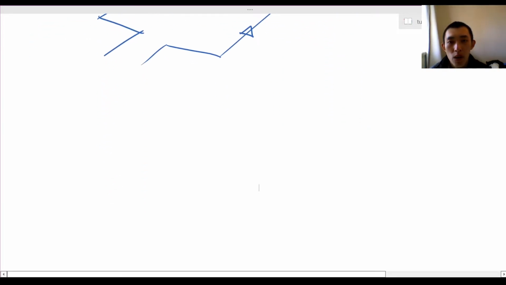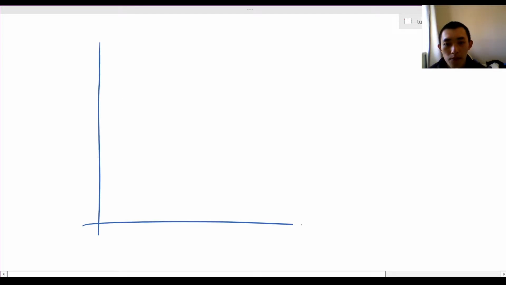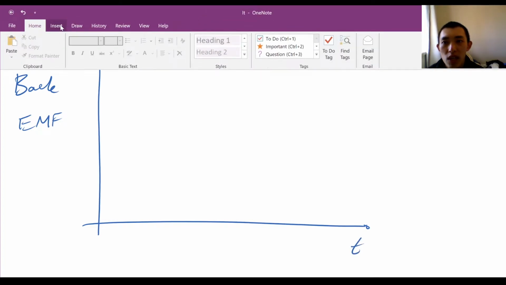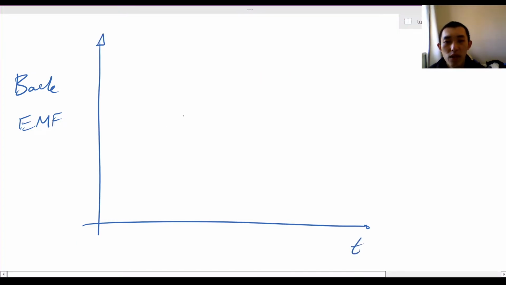But before we do, let's do another particular question. I want you to graph what the magnitude of the back EMF is versus time. So graph how the back EMF changes over time. What does it look like? Have a go at this yourself.